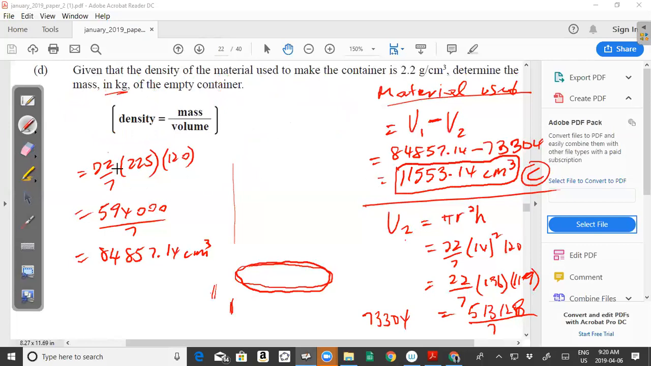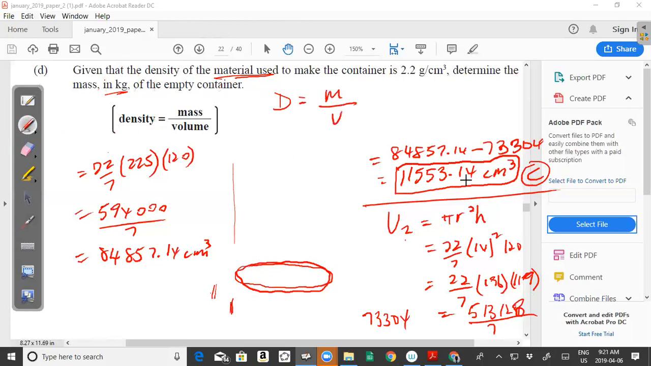So given that the density of the material used, so that's the volume that you'll be using here, to make the container is this, all right? So we can make a substitution in our formula here for the density. The density that is given to us is 2.2, all right? That's the density. Let me write the formula again. So density is equal to the mass divided by the volume, all right?